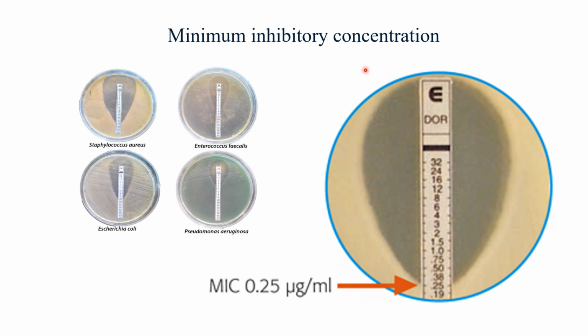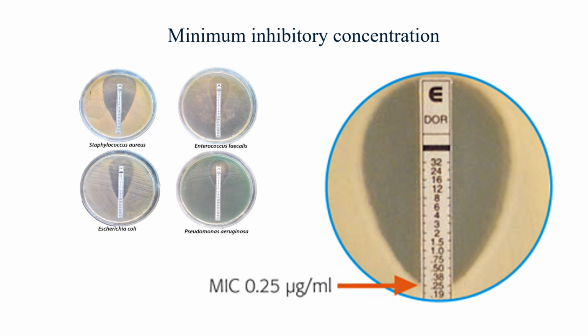So how will we calculate or predict the MIC of this organism? MIC means minimum inhibitory concentration. Here you can see the minimum inhibitory concentration of this drug for this bacterium is 0.25 milligram per ml.